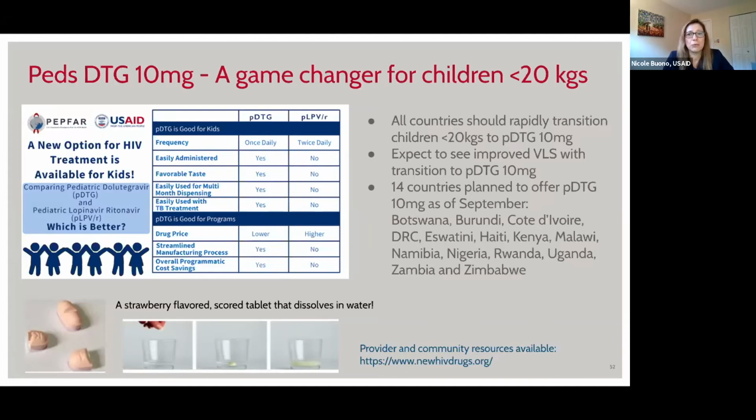So we've seen a number of countries moving rapidly towards this transition. There are 18 countries that have received it as of September, and 14 that reported plans to offer it, also as of September. We do recommend that all countries rapidly transition children under 20 kgs to pediatric dolutegravir, and we do expect to see improvements in viral load suppression with this new treatment. I provided another resource at the bottom of the slide with different materials for healthcare workers, caregivers, communities, and the media to spread the word about the benefits of the new pediatric DTG.